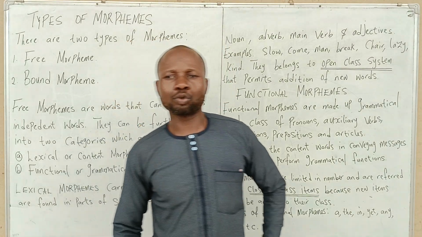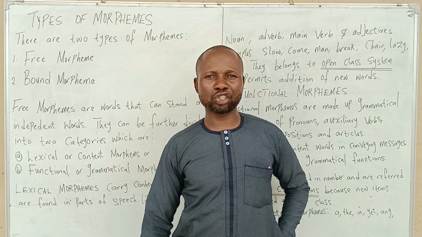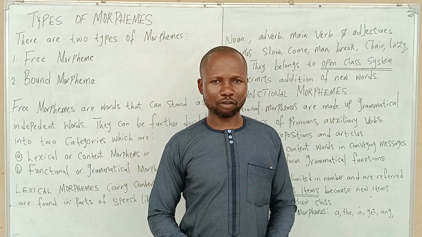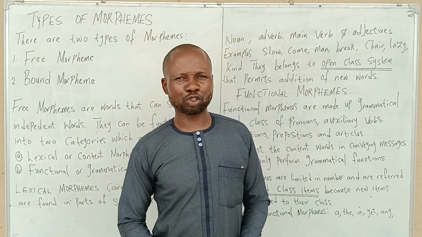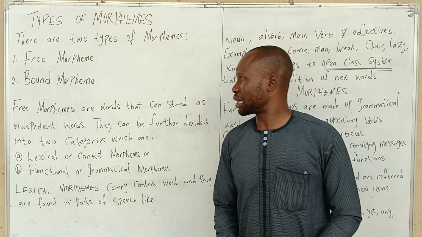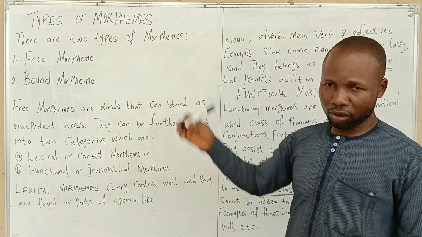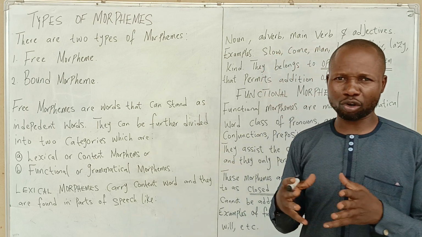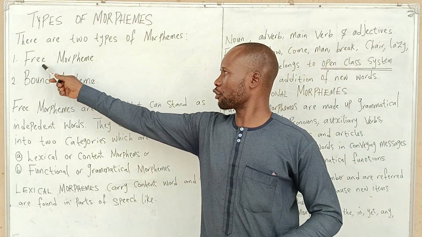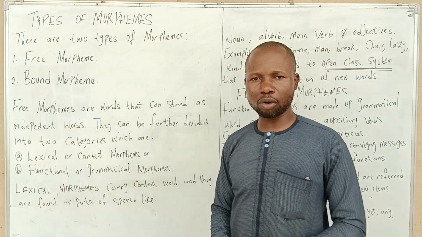All right, thank you. Welcome to another teaching, which is the continuation of the previous one, which was morpheme. Today, we are going to look at types of morphemes. There are two types of morphemes. Number one, free morphemes. Number two, bound morpheme.